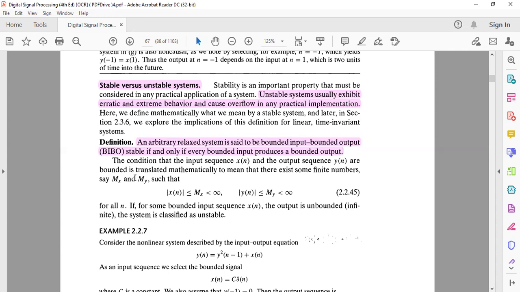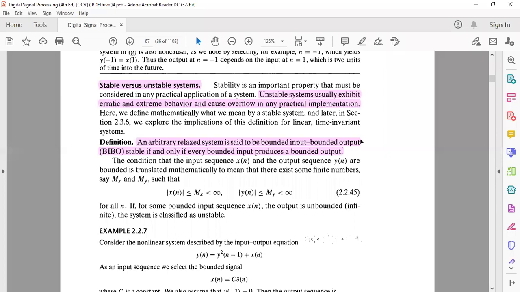Okay? So the condition that the input sequence x(n) and the output sequence y(n) are bounded is translated mathematically to mean that there exist some finite numbers, say Mx and My, such that the magnitude of x(n) is bounded by Mx, which is not infinity, and the magnitude of y(n) is bounded by My, which is not infinity.